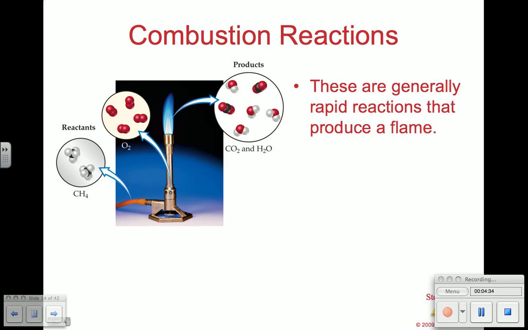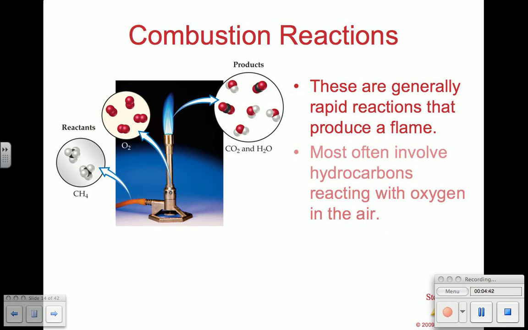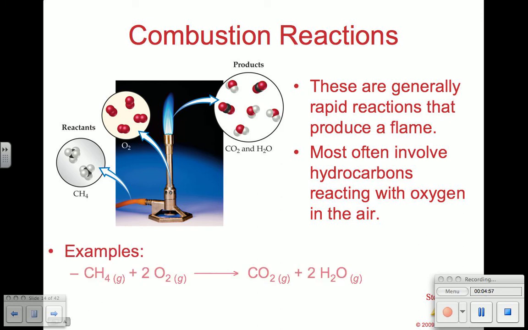Combustion reactions, now these are generally rapid reactions that produce a flame, and for combustion reactions, when they react with oxygen, especially with hydrocarbons, your products are always going to be carbon dioxide and water, no matter what. And when you think of a combustion reaction, we'll look at some of these examples here.